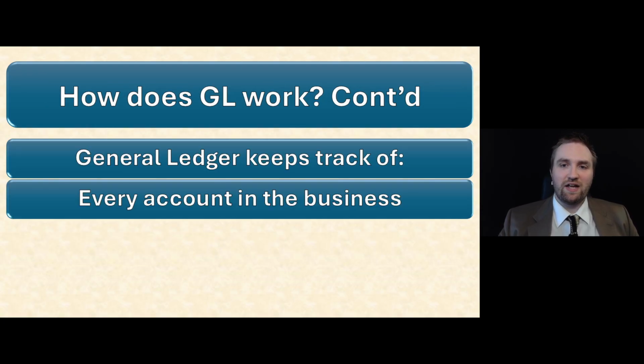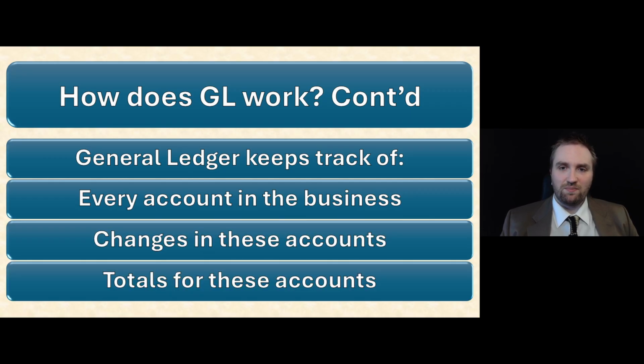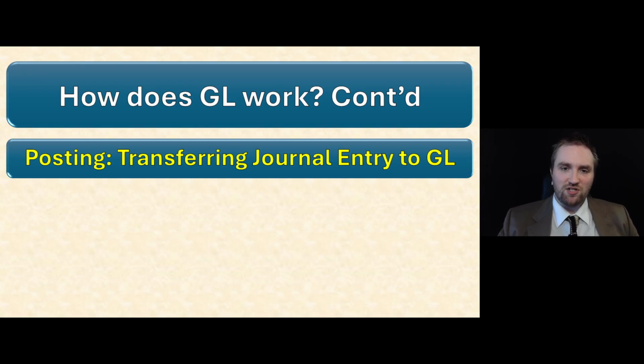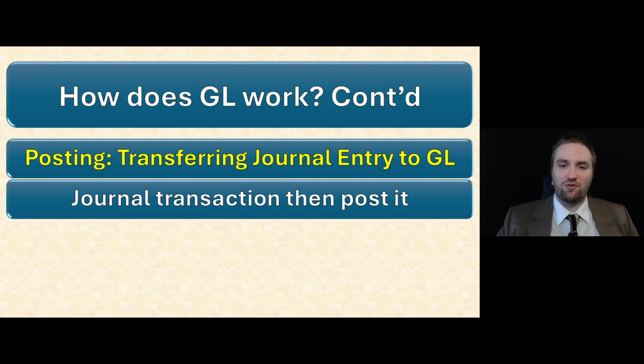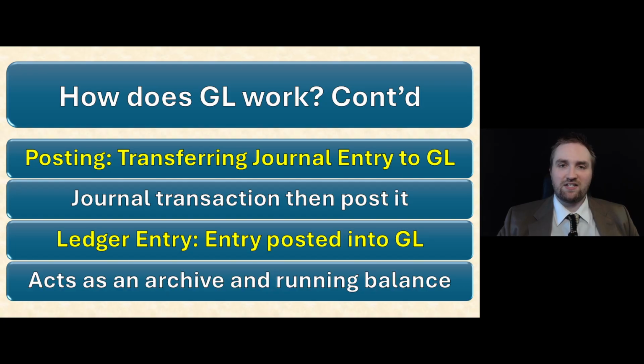It keeps track of every account in the business, the changes in these accounts, and the totals for these accounts. The process of transferring the journal entry into the general ledger is called posting. In other words, when a new transaction happens in your business, you first journal that transaction and then post that journal entry to the general ledger. As you might have guessed, this entry into the general ledger is called a ledger entry. The ledger entry includes all of the information from the journal entry and acts as a sort of archive as well as a running balance.